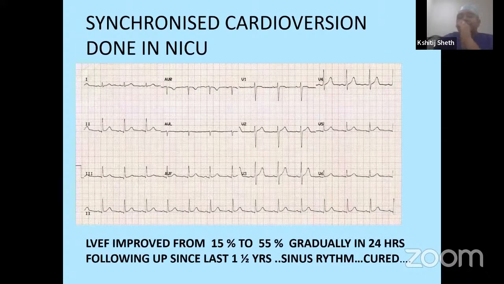The child was given synchronized cardioversion in the NICU, and after that the ECG has completely normalized. Heart rate has picked up to 110, and EF improved from 15 to 55 within 24 hours. So the treatment of choice for neonatal flutter is cardioversion, and most of them revert with cardioversion and do not require anything else in their life in future. This child has been followed up for the last 1.5 to 2 years, close to 2 years now. Absolutely fine. His ECGs on follow-up are all normal.